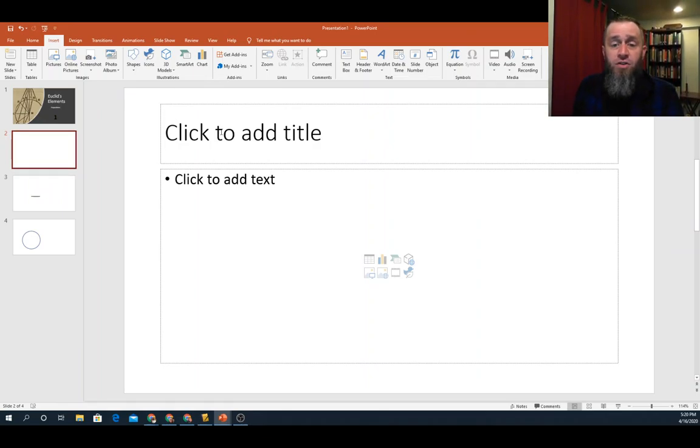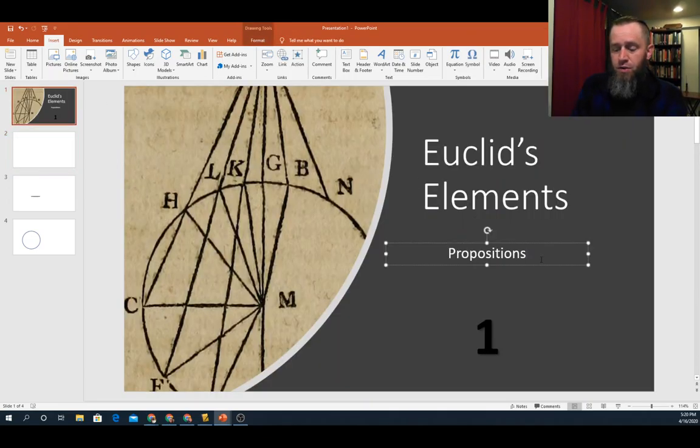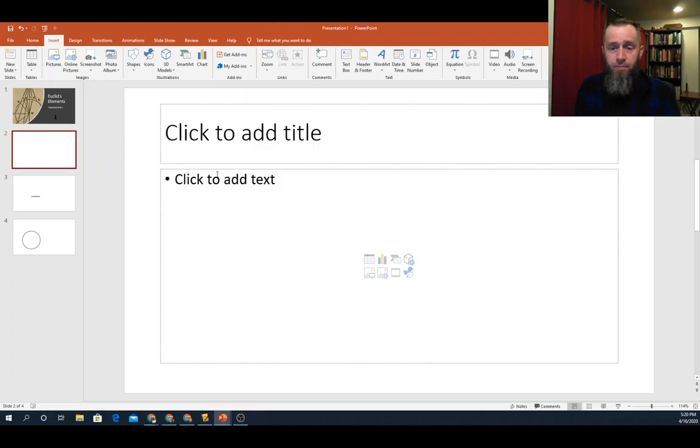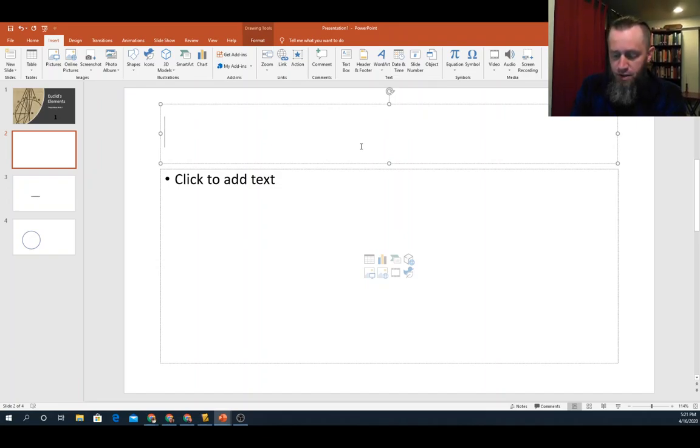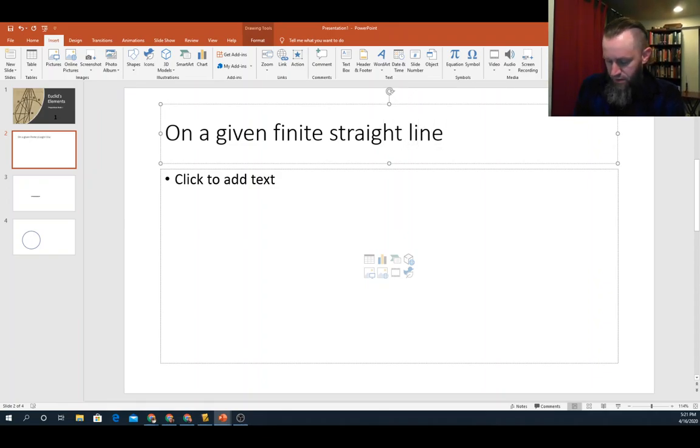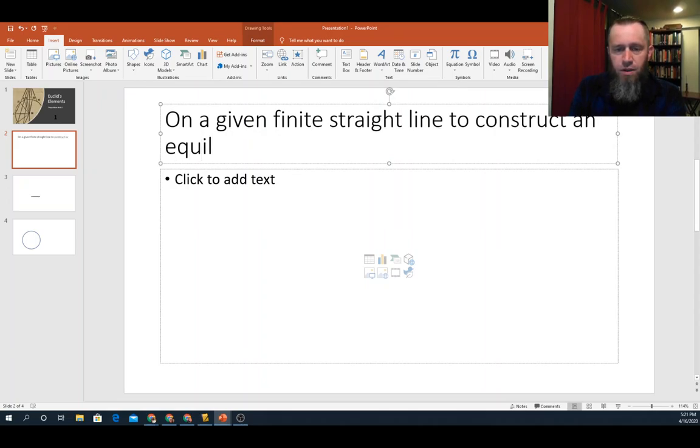Actually, let's just clarify something. This is Book 1. There are multiple books, but we're going to go with Book 1, Proposition 1. Proposition 1 is as follows. He's going to prove that he can, on a given finite straight line, construct an equilateral triangle.